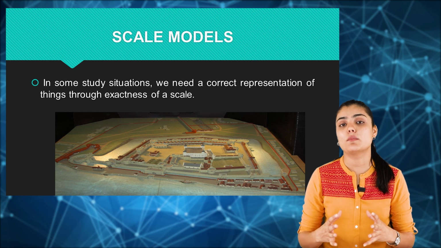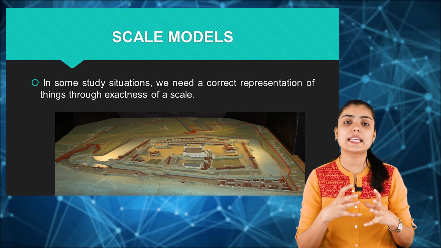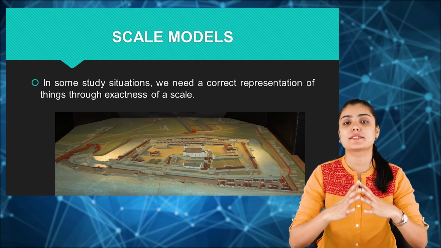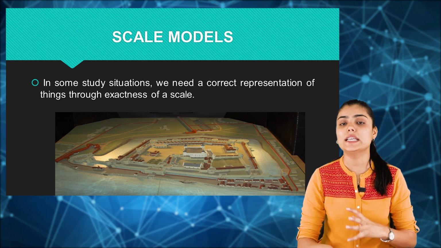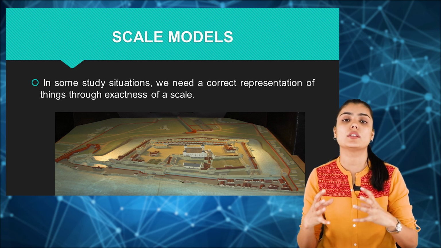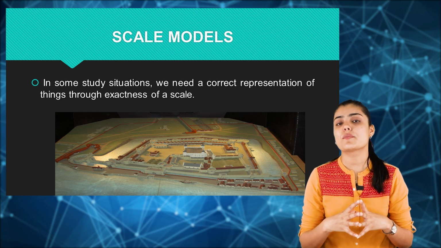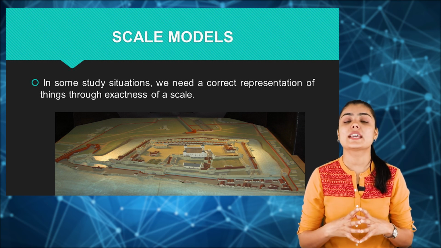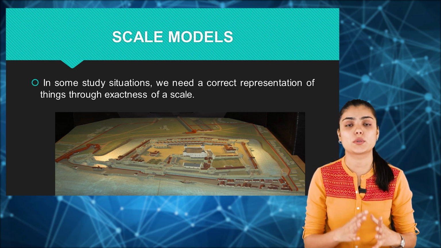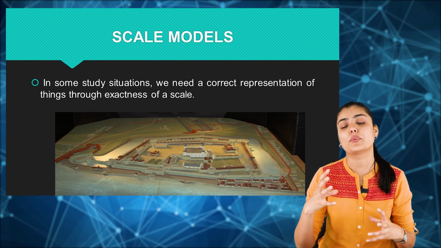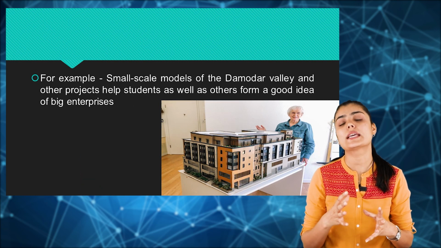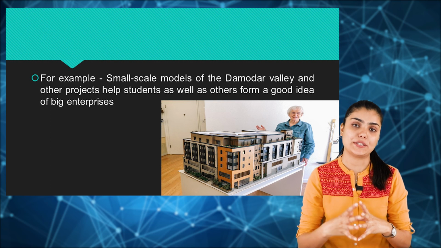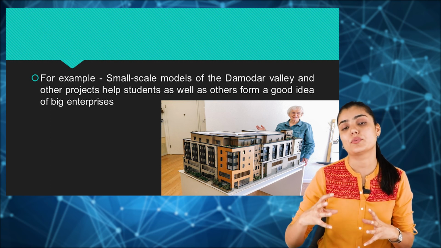Next one, we have scale models. A scale model gives the exact representation of the original object, which means a scale model is a physical model which is geometrically similar to the real object or the real concept. When correct representation of the original object is required, scale models are used. For example, a small-scale model of Damodar Valley helps the students to have a good idea about the big enterprise. Scale models are geometrically similar to the real objects.